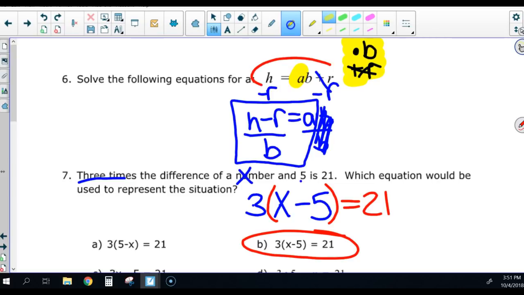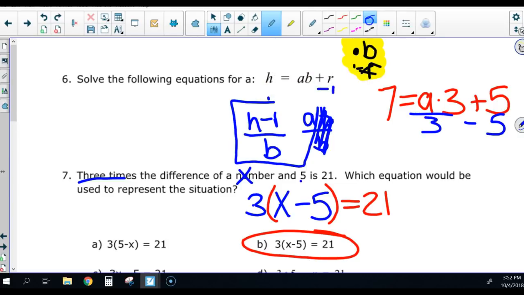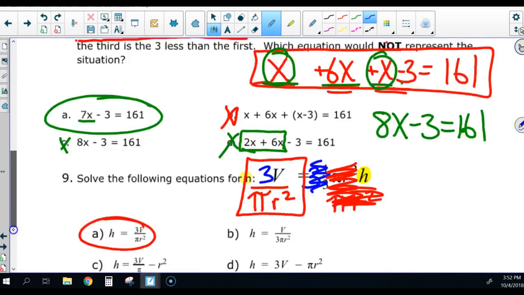If you are stuck on a literal equation like this, think about if it were numbers. If I was solving for A and I had numbers here, 7 equals 3A plus 5, or if I want to put it in the same order as them, A times 3 plus 5. We should all know by now that the minus 5 happens first, then divide by 3. Same thing here. The minus R happens first, then divide by B. So you can do it with numbers, you can do it with letters. Good luck.